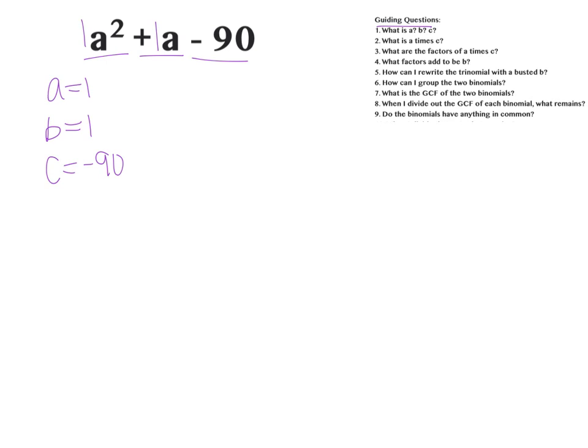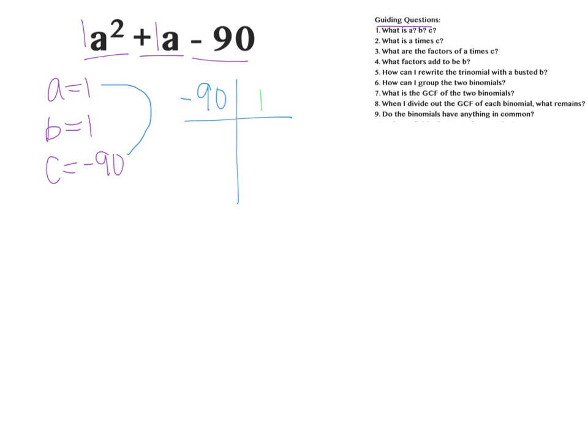My second question is, what is a times c? So I'm literally going to say a times c is negative 90. And I'm going to make a t-chart. This number right here came from multiplying a times c. Then I'm also going to write in what b is. What goes in this part of the chart is a times c, and b goes here.